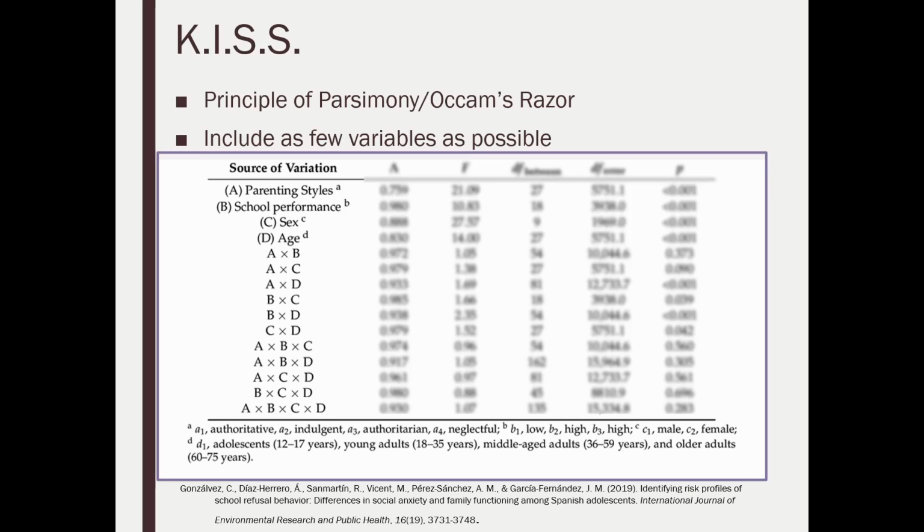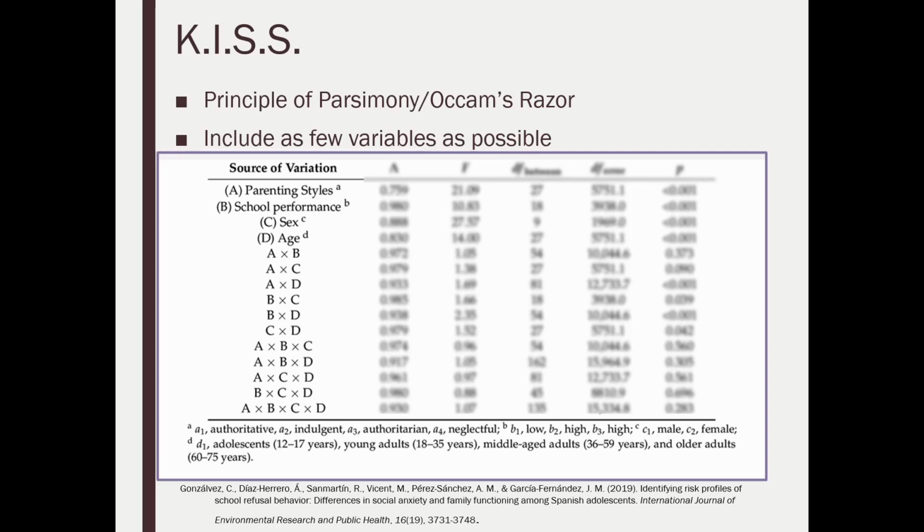Then we can start looking for interactions of variables. They've listed it here as A by B. That means we're looking for the interaction of parenting style and school performance on the dependent variable. So we're looking at whether people who were parented in different parenting styles and who have displayed different levels of school performance perform differently on the dependent variable from one another. We can look at parenting style by school performance, parenting style by sex, parenting style by age.